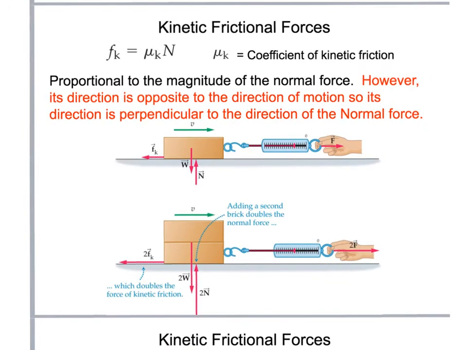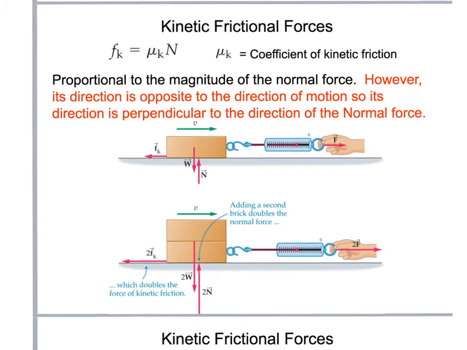So our kinetic friction is proportional to the magnitude of the normal force, but its direction again is opposite to the direction of motion. So its direction is perpendicular to the direction of the normal force, but the values are directly proportional. So here we have our direction of motion right here. So this is our direction of motion. Let me make that a little darker.